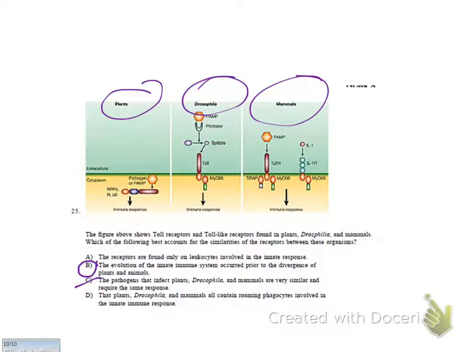But let's read through A and D. The receptors are found only on leukocytes. Well, plants don't have leukocytes. Plants don't have blood. So A is not right. D says the plants, Drosophila, and mammals all contain roaming phagocytes. Again, plants don't have phagocytes. So I hope that helps.